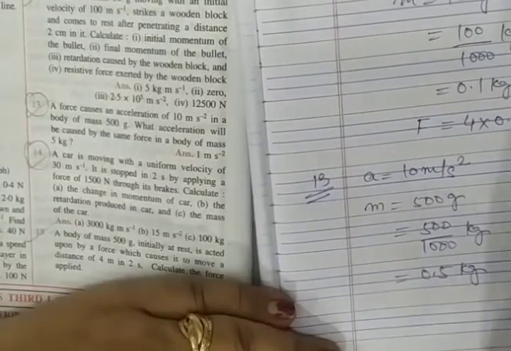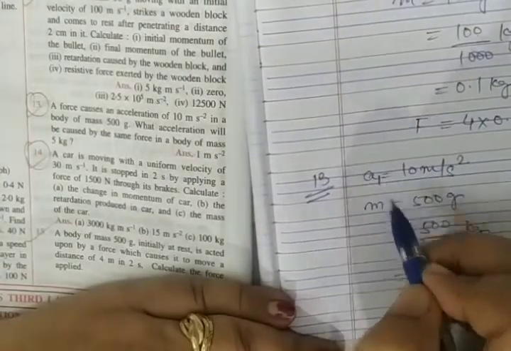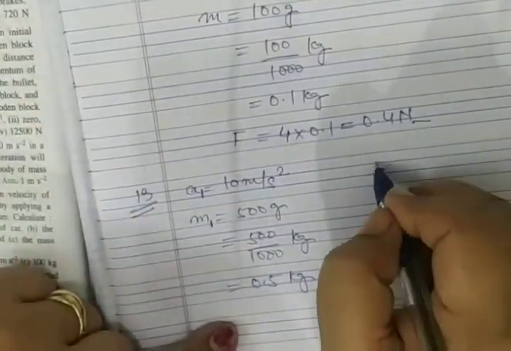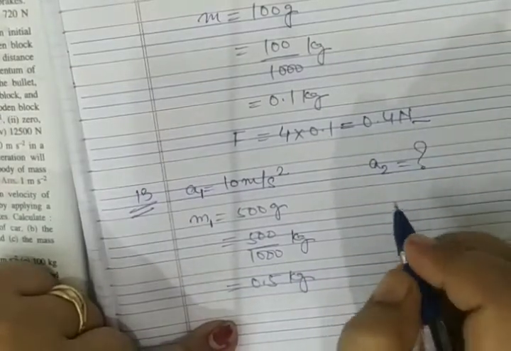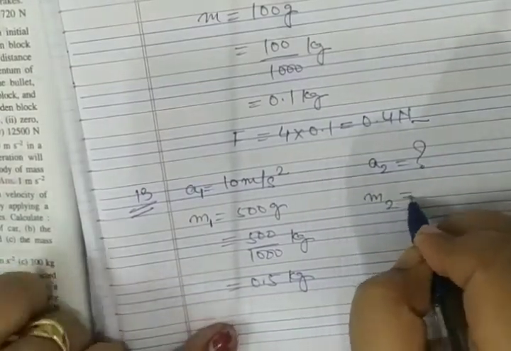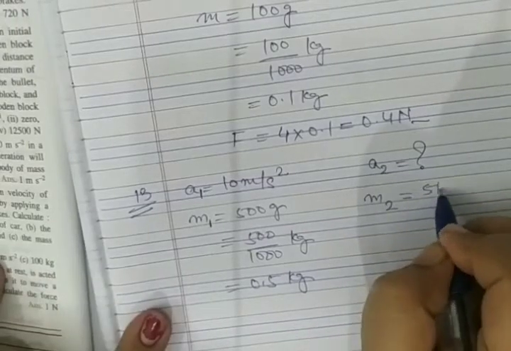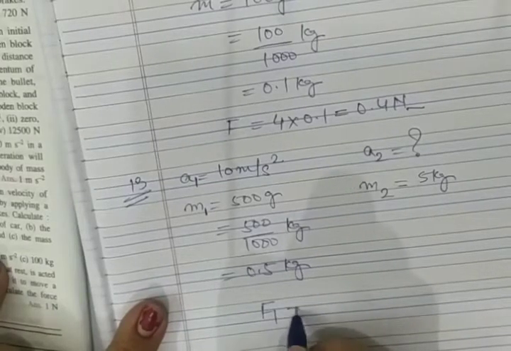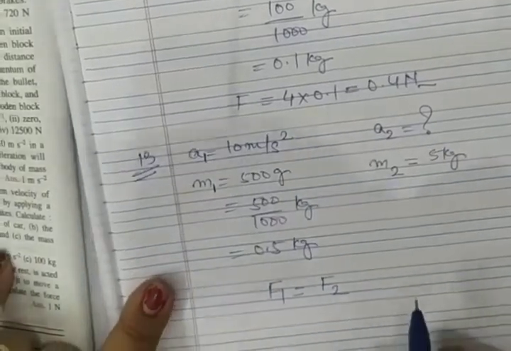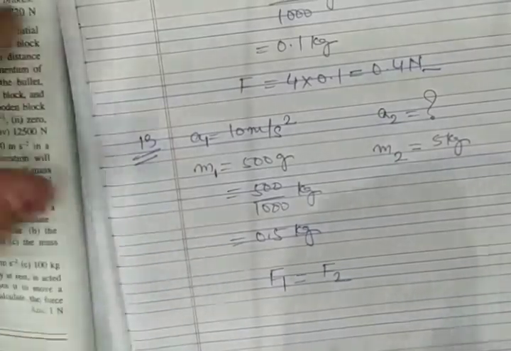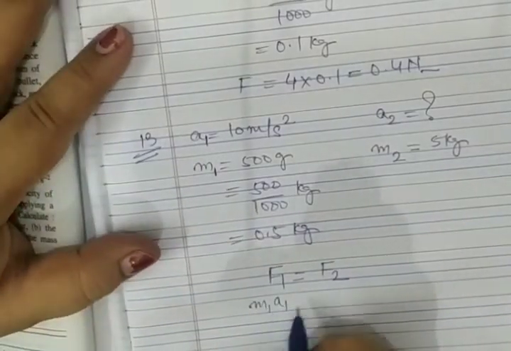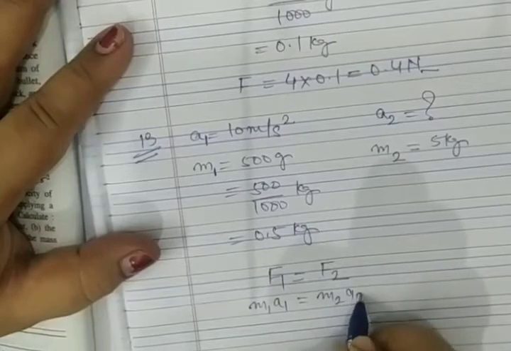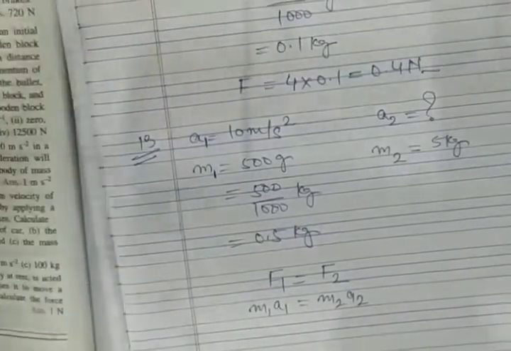So they are talking about two objects. So let us say A1 and M1, okay, because we have to talk about two objects. So let us say A1 and M1, and A2 you have to calculate. The acceleration of another body is being asked, and the mass is given as 5 kg. Force in both the cases are same. That means F1 is equal to F2. F1 will be M1A1. So M1A1 is equal to M2A2. Right?